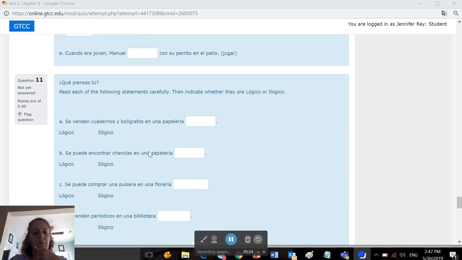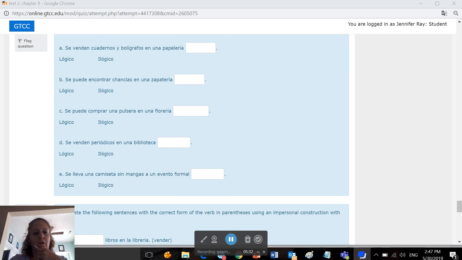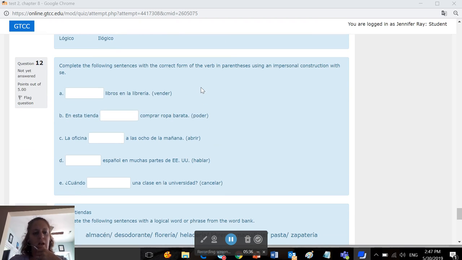¿Qué piensas tú? Read each of the following statements carefully, then indicate whether they are lógico o ilógico. So you'll read the statements. If they are lógico, write lógico. If they are ilógico, write ilógico in the blanks provided.